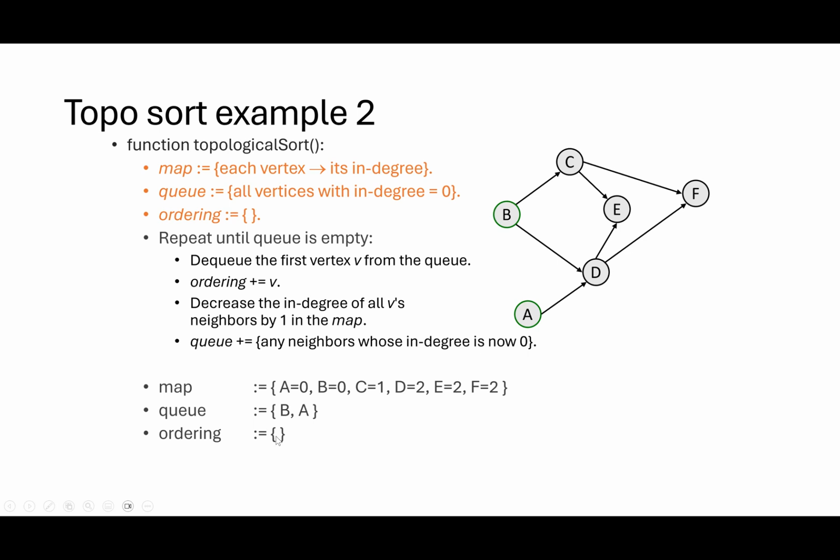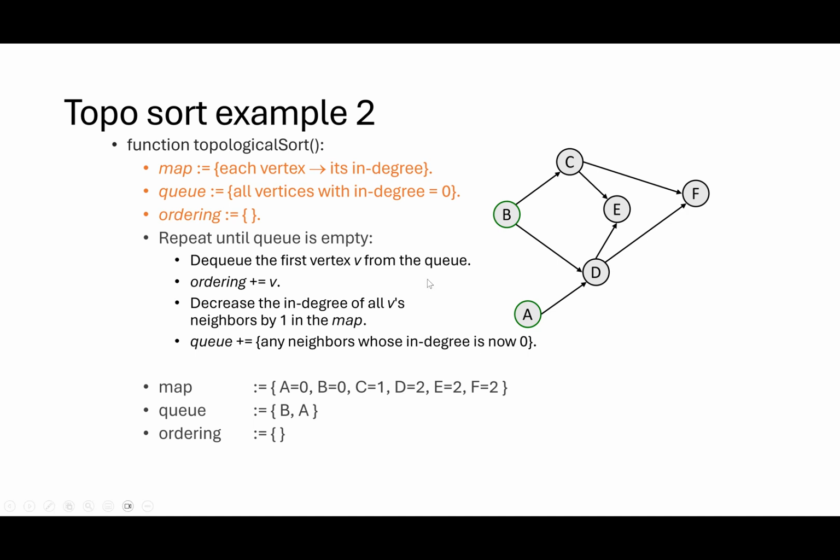Okay. So eventually, after processing everything, if my ordering has 6 vertices, then I can say, okay, we are successful in doing topological sort on this graph. Otherwise, it's failed. Probably there was some cycle somewhere, right?